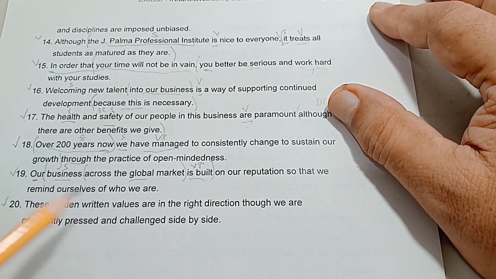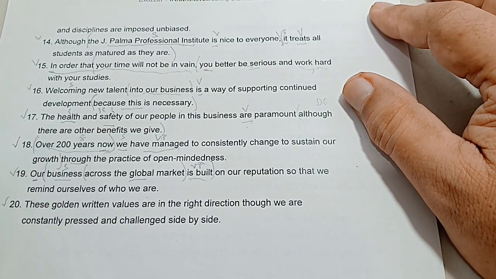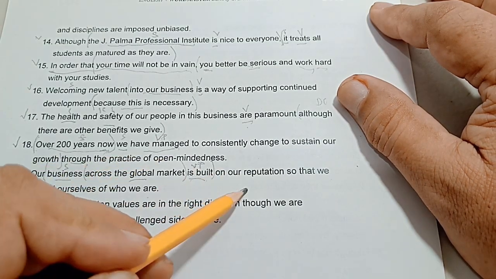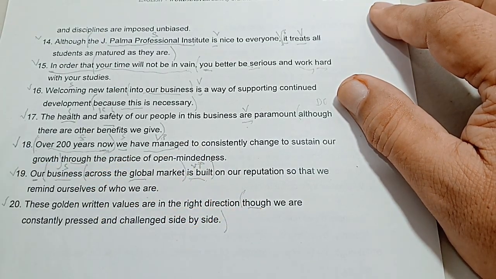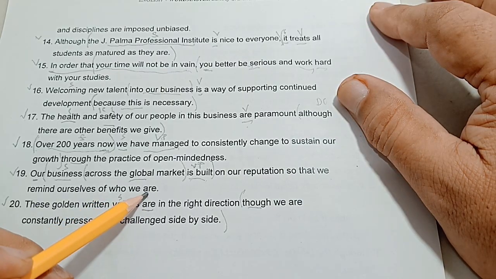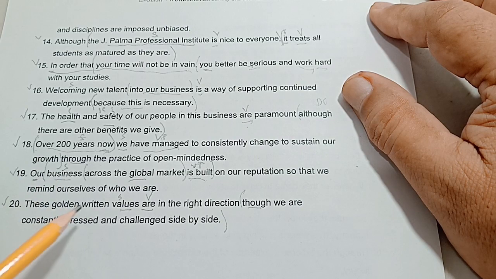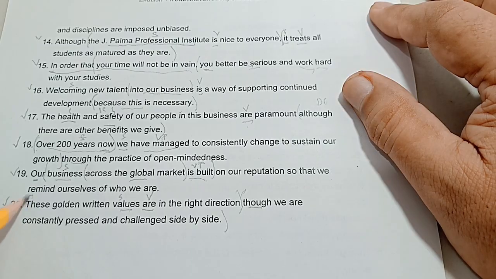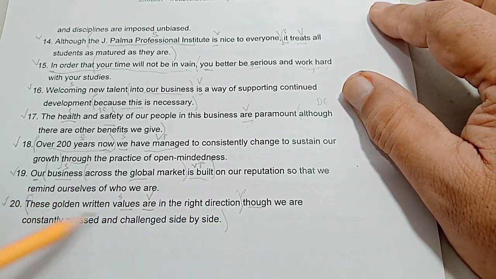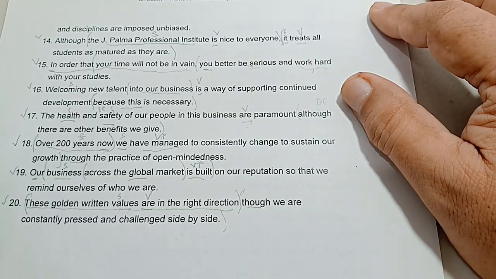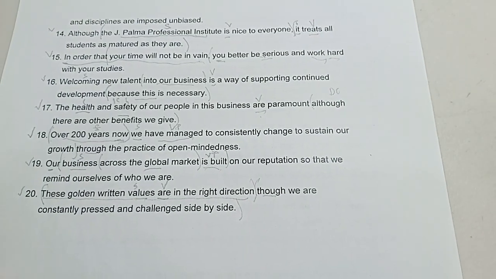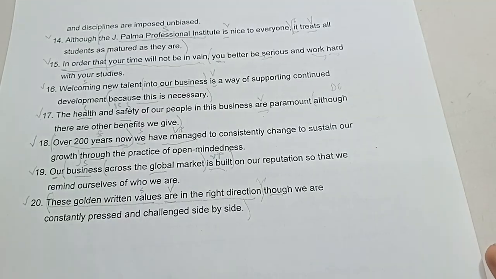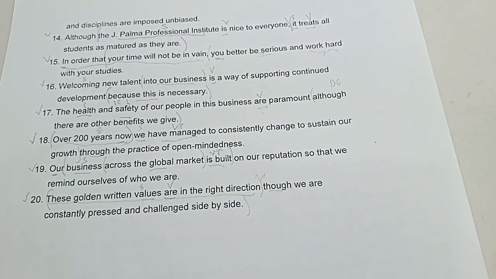Okay, and then 20 or simple sentence. These golden written values are in the right direction, though we are constantly pressed and challenged side by side. And though, adverbial yan eh. Okay, these golden written values. Okay, values is your subject, are is your verb. All right. So you're in the right direction. Values, these golden values are in the right direction. Yan ang iyong simple sentence. Yan. Buo na yan.